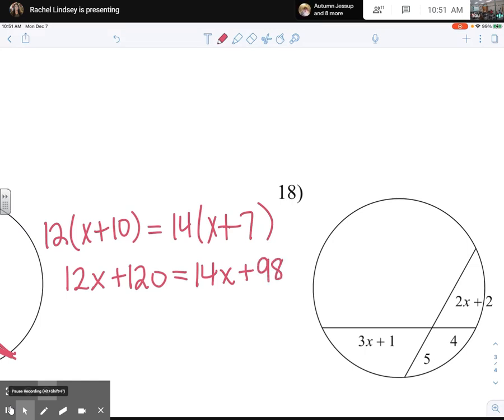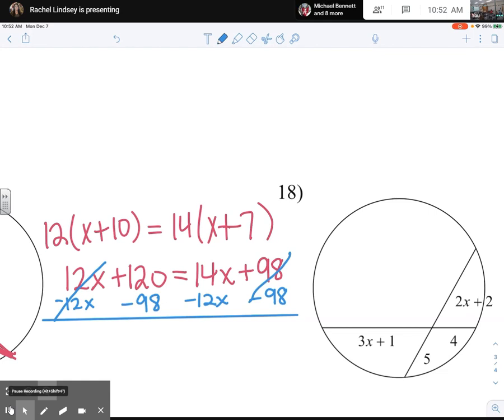So I'm going to subtract 12x, because I'm taking the smaller x to the larger. And then what am I going to do to both sides? Subtract 98. The 22 equals 2x, so what is it? 11. x equals 11.